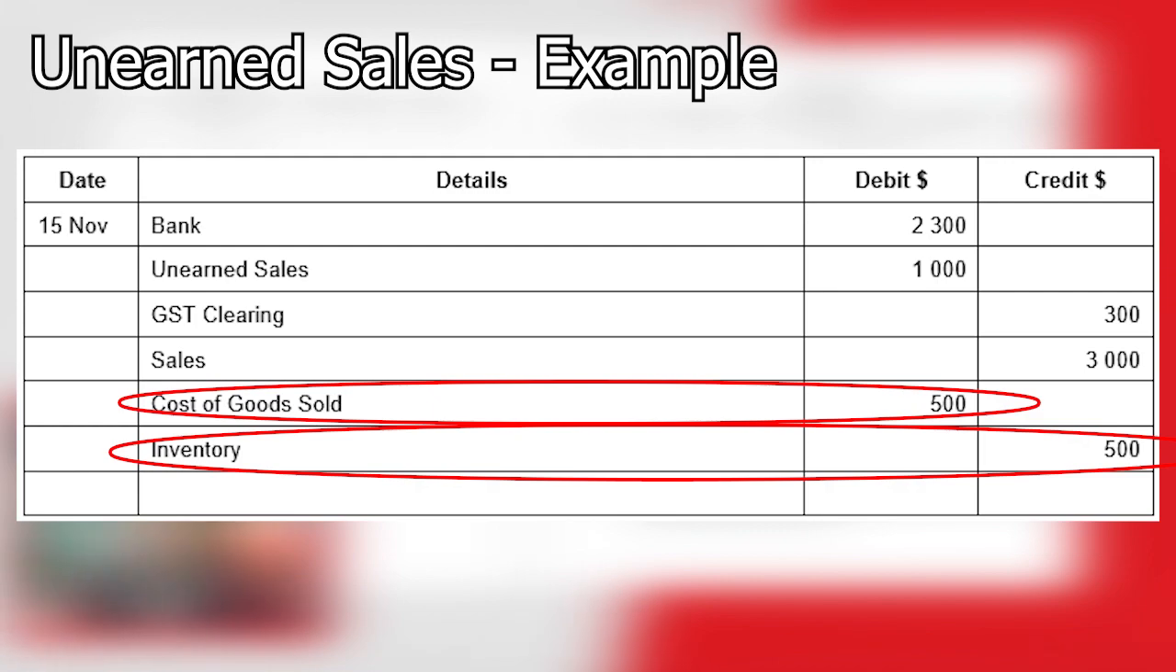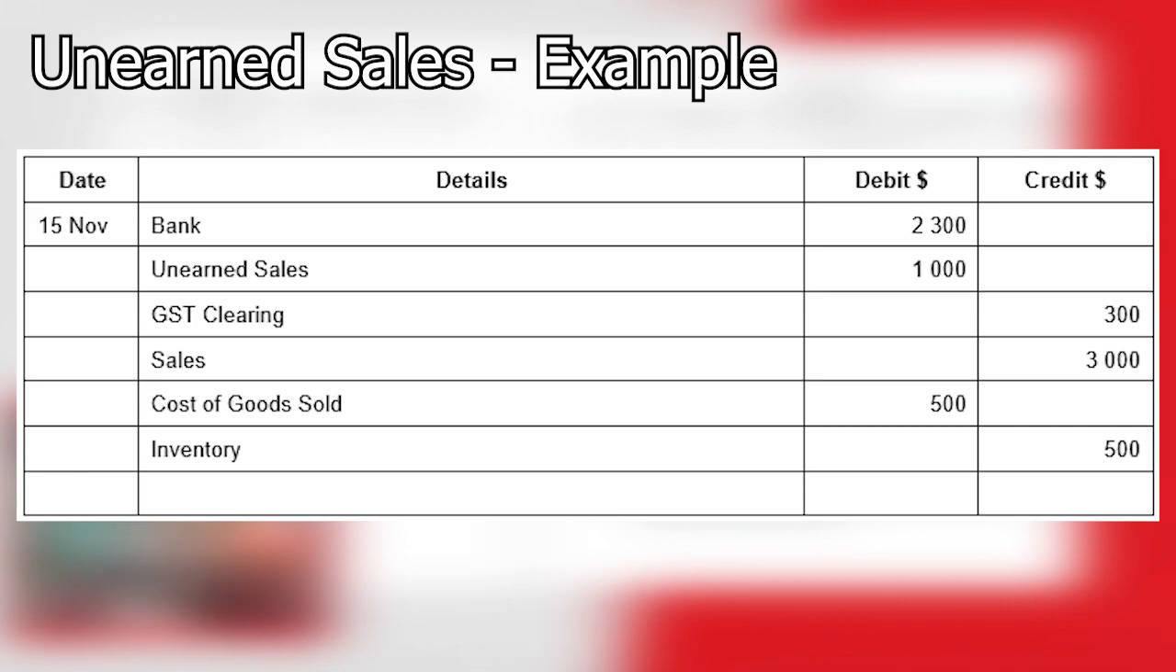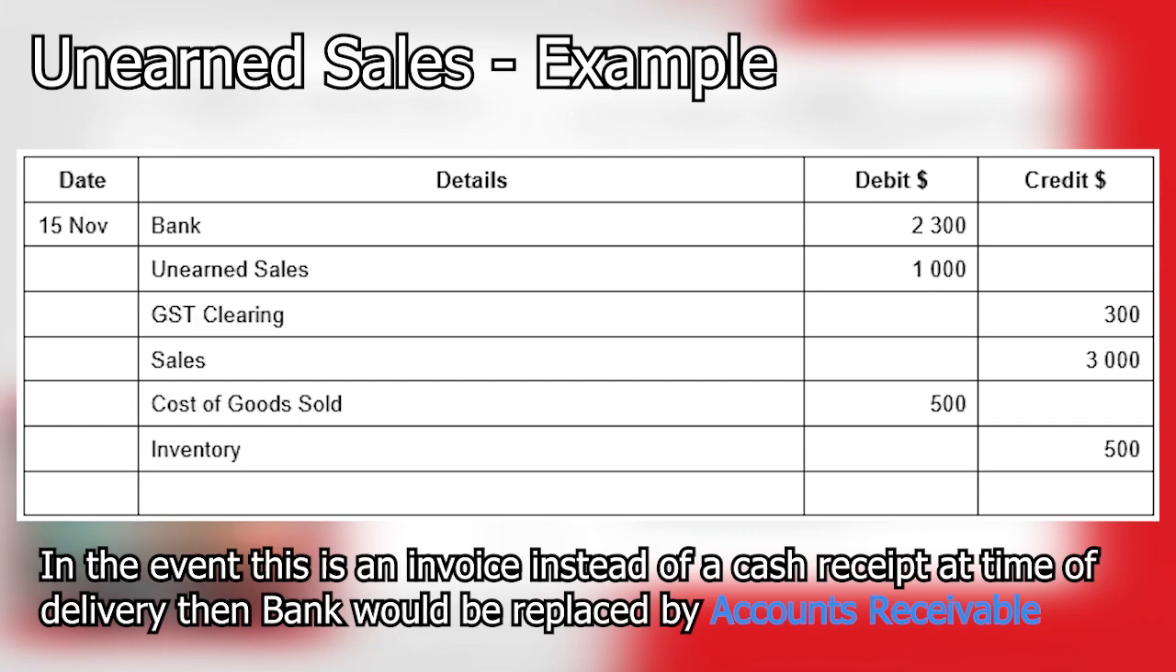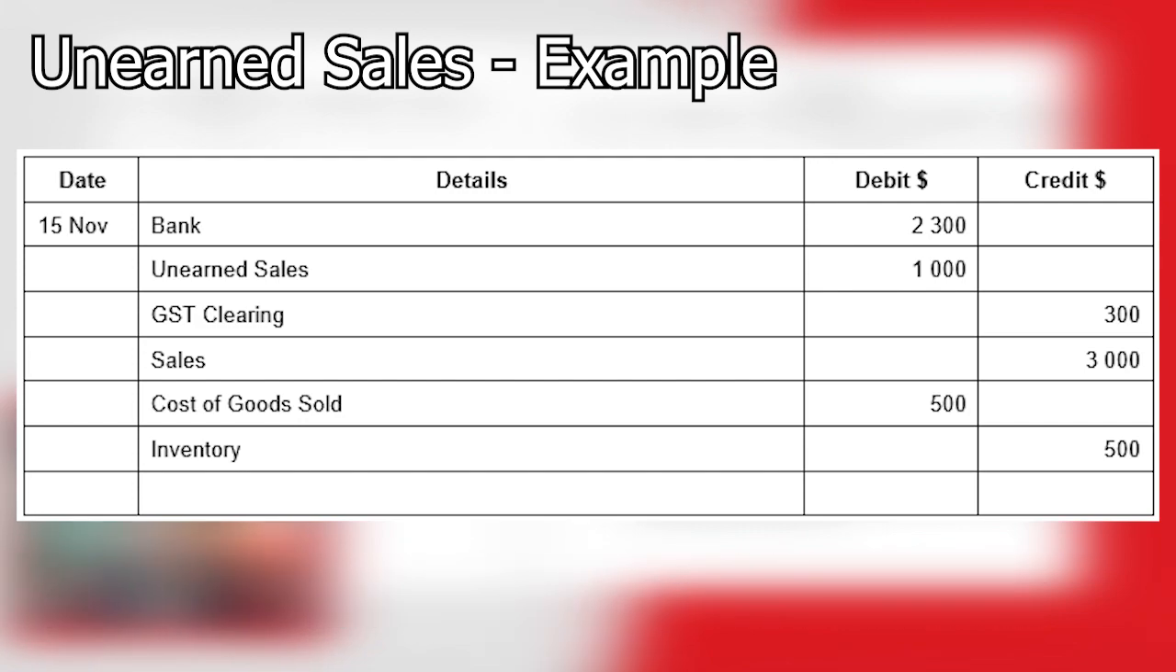Now, in the event this is not a receipt and it's instead an invoice, the only thing that changes is bank would become accounts receivable. That's the only change. Otherwise, it is much the same, and that's only if the 15th was an invoice.